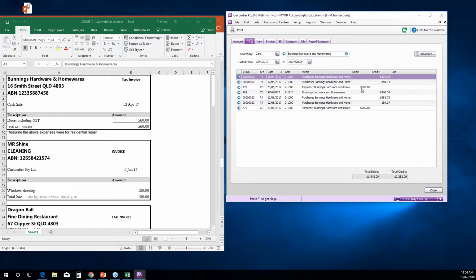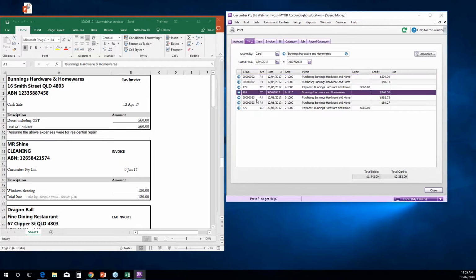And this 560 is for the payment of the invoice 560. So I'm not going to have a look at this, right? Because that's the invoice and payment. But I will have a look at this cash disbursement.